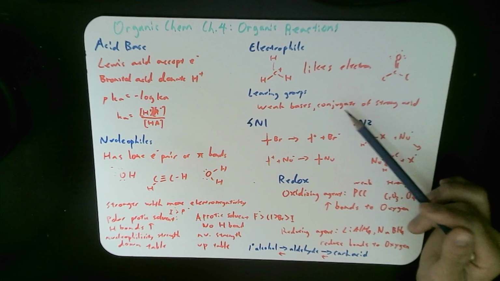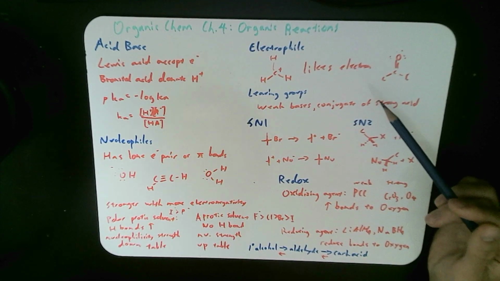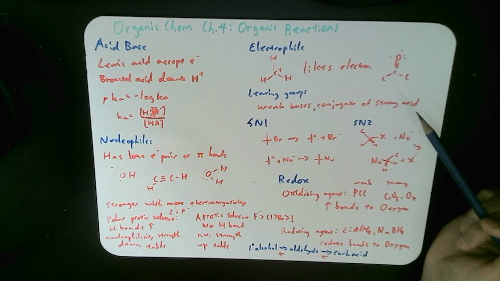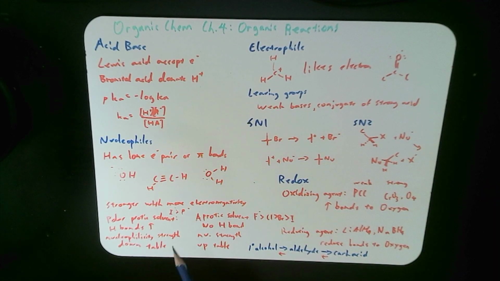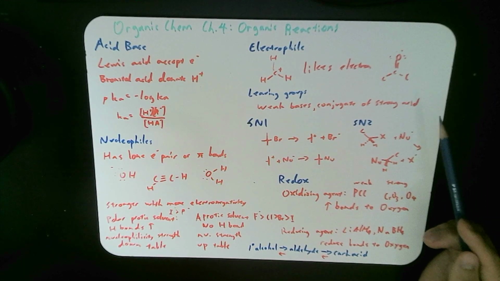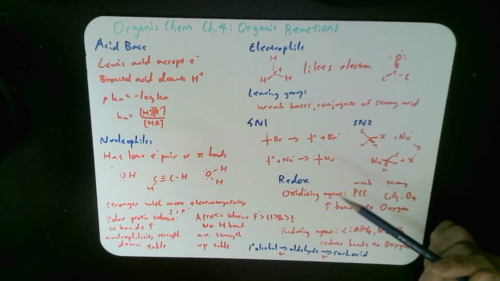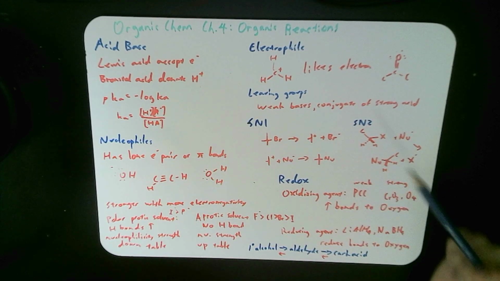Next, we have leaving groups, which are groups that are kicked off, and they're typically weak bases, and they're conjugates of strong acids. So think about the weak bases here. Fluorine is a strong base, but I is a weak base. Right? The stronger the base, the more electronegative it is. So weak bases are typically the conjugates of strong acids, so they're down the periodic table.